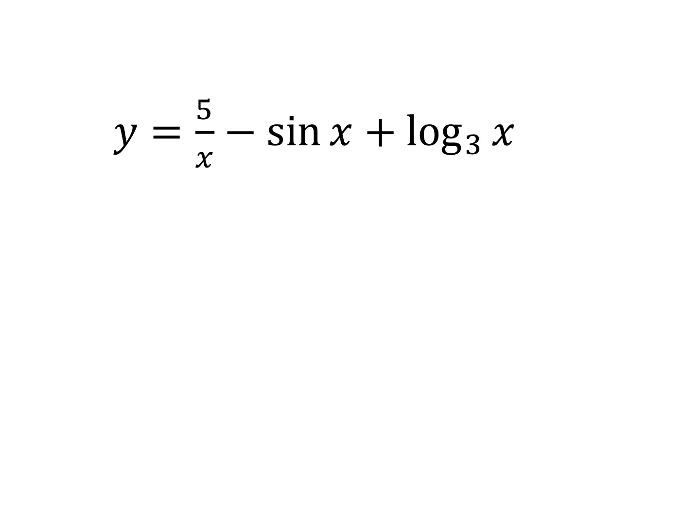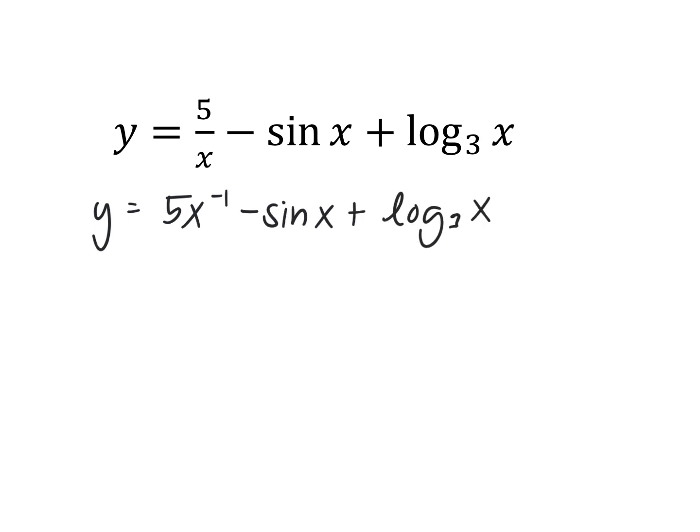Our last problem. Why don't we rewrite this so that my x is not in the denominator? So let's go as 5x to the negative 1 minus sine of x plus log base 3 of x. Also be careful with your notations. If you are just rewriting this, make sure if this is supposed to be y, you're writing y. If it's supposed to be the derivative, make sure you're putting that y prime notation because they will take points off for that on the AP test.